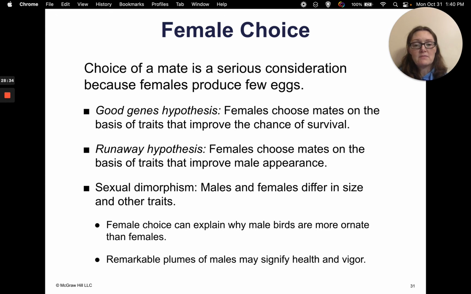Sexual dimorphism: males and females differ in size and other traits. Females' choice can explain why male birds are often more ornate than females, because if a male has fancy colors, that means he doesn't need to camouflage. He can afford to stand out and still find food and still survive. Remarkable plumage of males may signify health and vigor. If they look fancy, they don't have to camouflage; they are strong enough and healthy enough to stand out and find food, and they can beat predators while doing all of that.